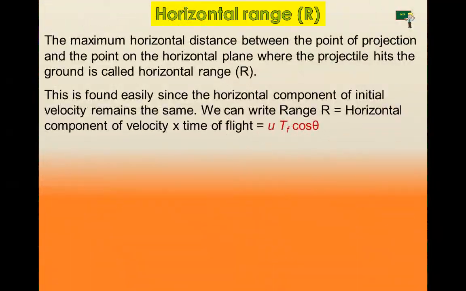Let's see what the horizontal range of this inverted parabola is. The maximum horizontal distance between the point of projection and the point on the horizontal plane where the projectile hits the ground is called the horizontal range R. This is found easily since the horizontal component of initial velocity remains the same. We can write range R equals horizontal component of velocity into time of flight, which is equal to u cos theta tf.